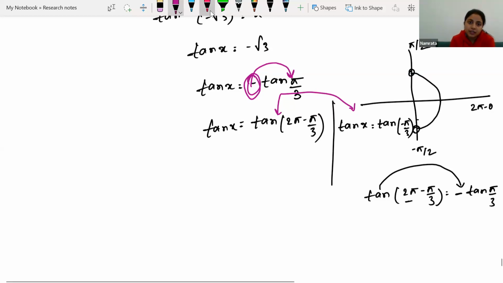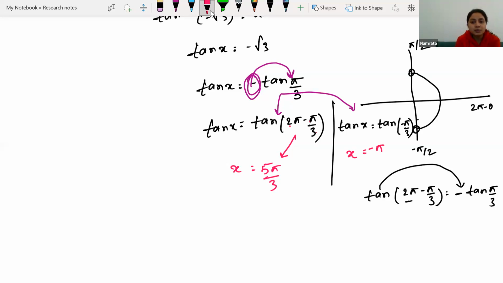Now from here we are getting 2x value. One of them is 2 times 6 pi minus pi, which will be 5 pi by 3. If you do the calculation, you will get 5 pi by 3. Here you will get x equals minus pi by 3.